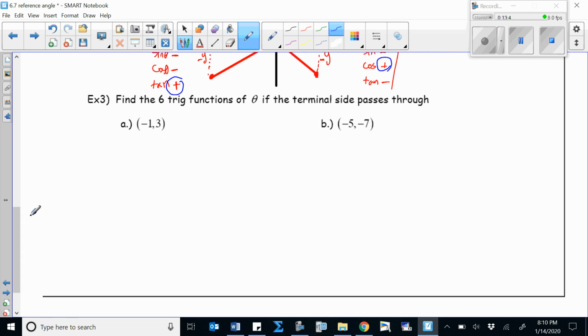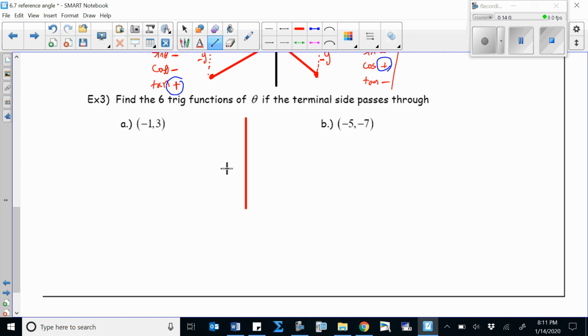Okay, so now let's work on these problems. We are going to find the 6 trig functions of theta if the terminal side of theta passes through these points. Let's work on the first one.